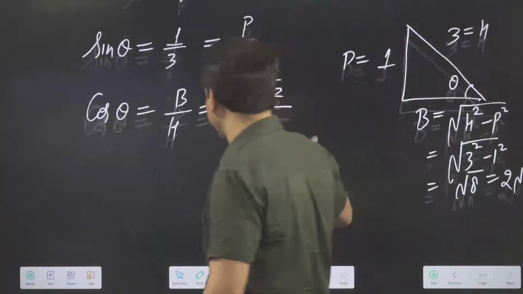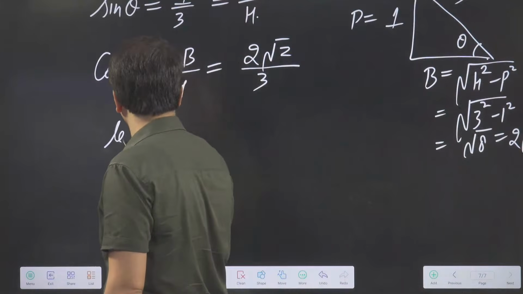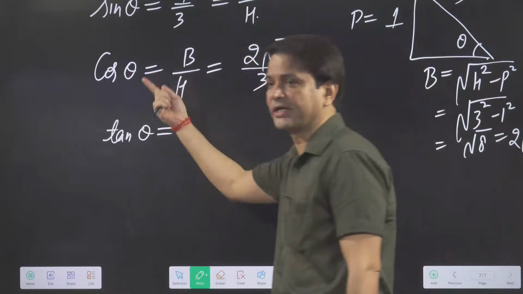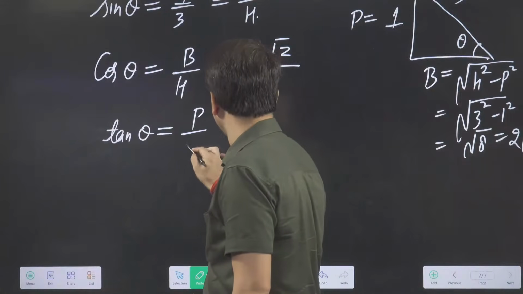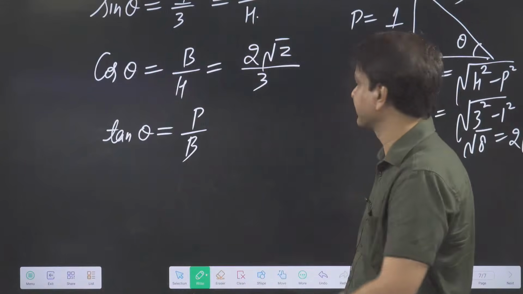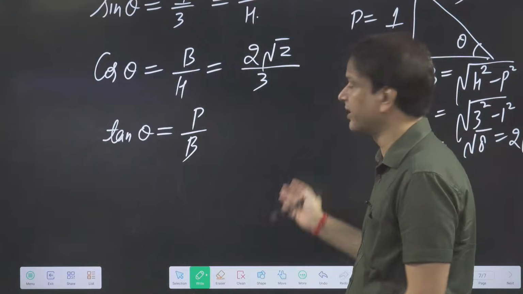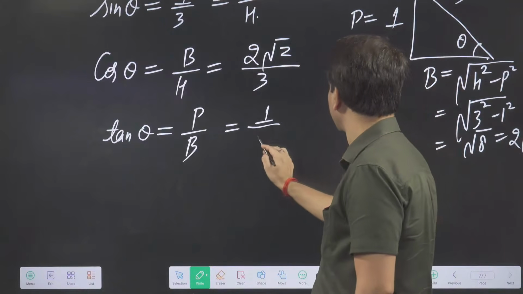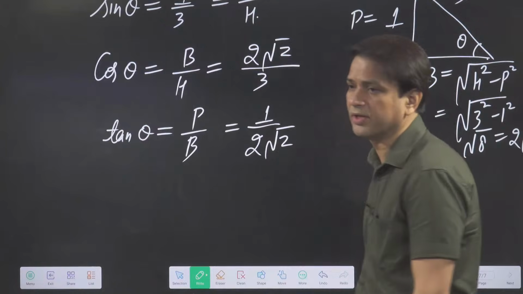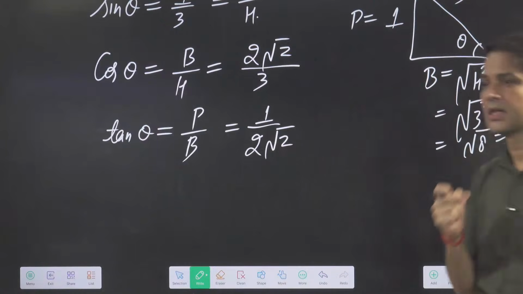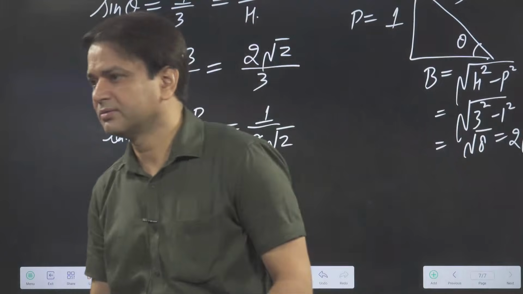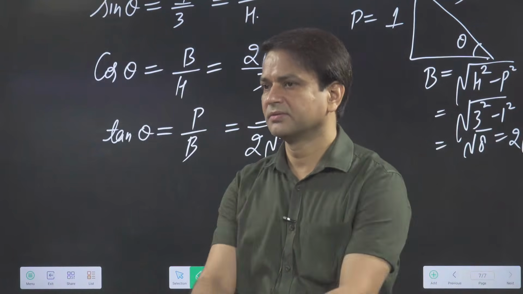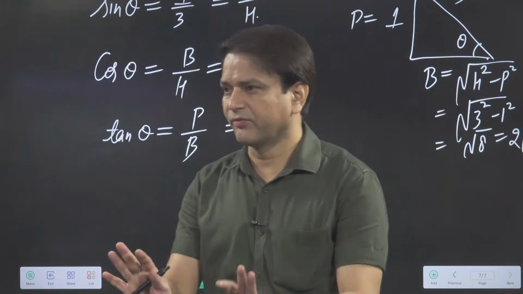Okay. And similarly if I am asking for tan theta, what is tan theta? Tan theta is perpendicular upon base, P by B, or opposite upon adjacent, whichever you can use, because we have a right angle triangle. So the perpendicular or opposite side is 1 and the adjacent side is 2 root 2. So tan theta we got 1 by 2 root 2. Completed? Tell fast. So this is one way, okay?